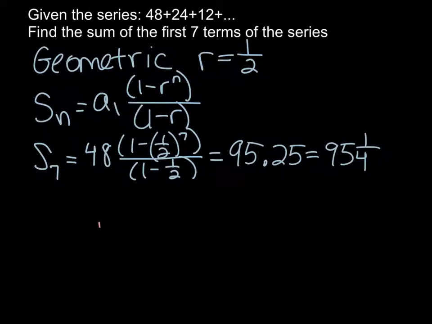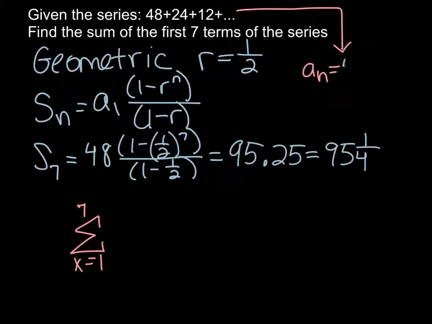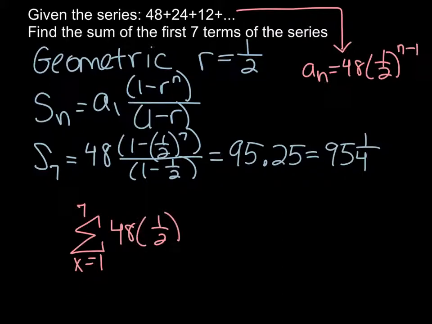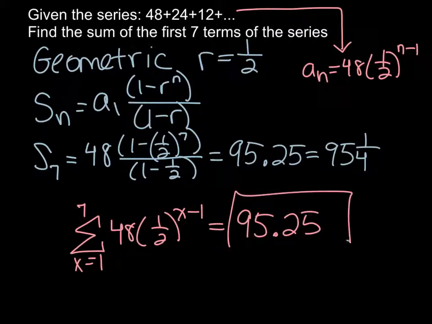Now again, it would have been possible to write this in summation notation from the first term to the 7th term. We just would have had to write this using an explicit formula, which is a little bit more work here. So a sub n would equal the first term times the common ratio to the n minus 1 power. That's what goes next to the sigma. We're going to use an x instead of an n, since we used x down here. You type all of that into your calculator, and again, your calculator will give you the same answer, 95.25, and that would be the final answer.